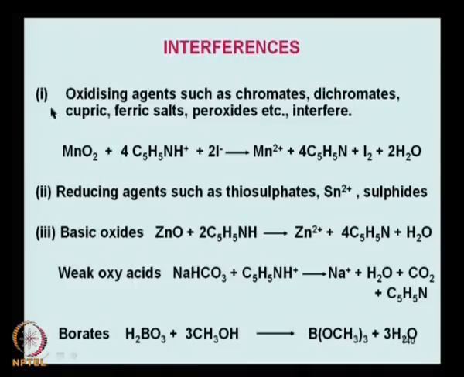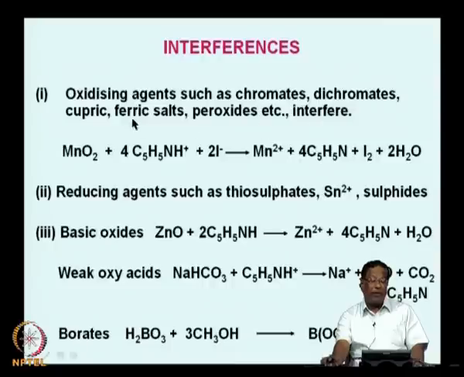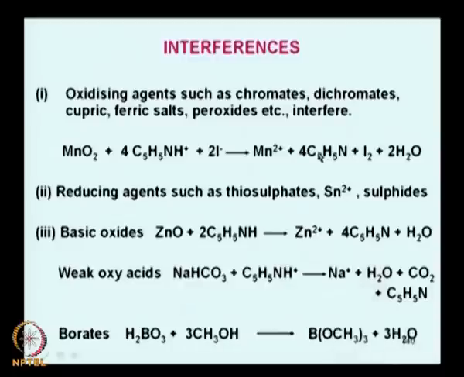The next slide is showing oxidizing agents such as chromates, dichromates, cupric salts, ferric salts, peroxides, etc. They interfere because they react with iodide. They oxidize iodide, they produce iodine. So a simple representative reaction is MnO2 reacting with iodide to produce manganese 2+, followed by pyridine and iodine plus 2 water molecules.